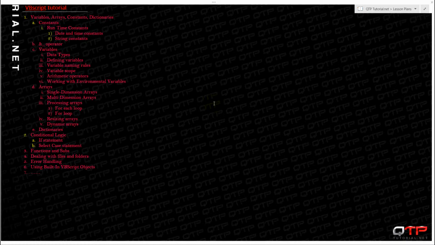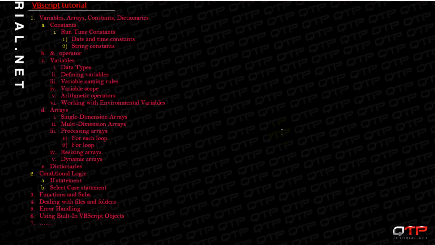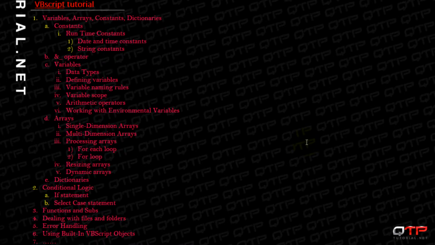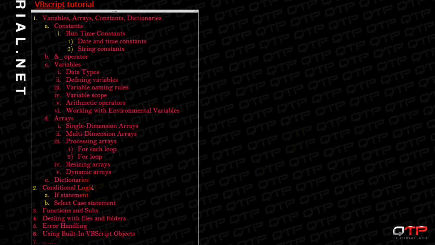For the past several weeks, we have been learning VBScript, the basic, most fundamental piece of automation with UFT. If you don't know VBScript, you should not be doing QTP automation because you can't code, you can't understand, you can't work with other people and read their code. And so that's why we are teaching our students to learn VBScript. So today we are continuing with our next topic of conditional logic.